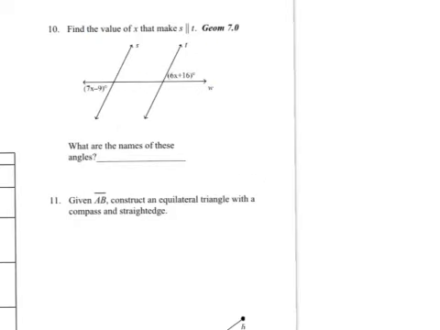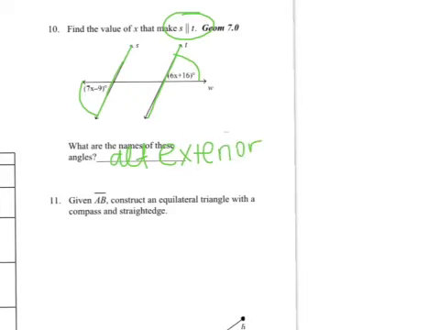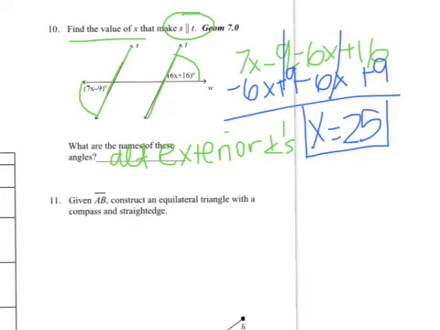In question number 10, it says find the value of x that will make these parallel. Well, the only way that line S and line T are parallel is if these angles are actually equal to each other. And the names of those angles are alternate exterior angles. And then they want me to find the value of x. So I'm just going to solve 7x minus 9 equals 6x plus 16. So when I did that, I got that x was equal to 25. Sometimes they want us to find the actual value of that angle, so you would just have to substitute it in.